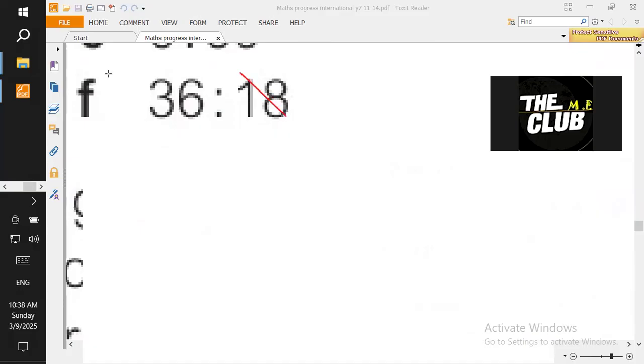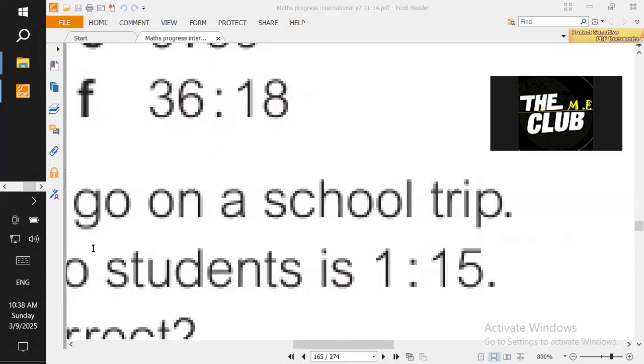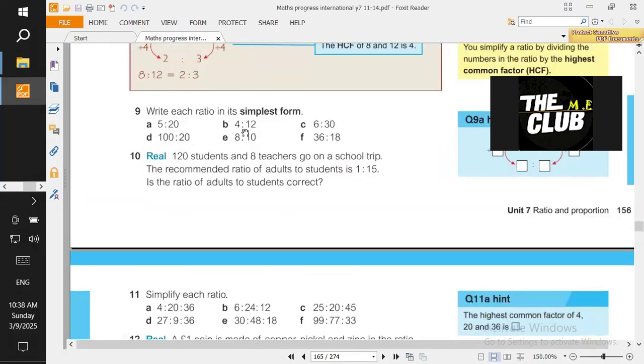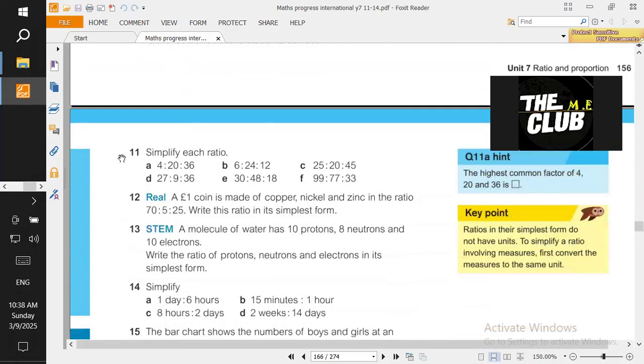So divide 18, it's going to give me 1. And divide this by 18, it's going to give me 2. So the answer is 2 to 1, like this. And this is the ratio in its simplest form. So basically, look for the highest common factor, use it to simplify the ratios. Now, let's move on to the next question. The idea of simplifying the ratios is easy once you focus on the highest common factor.